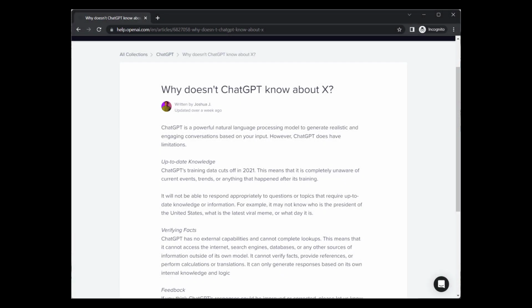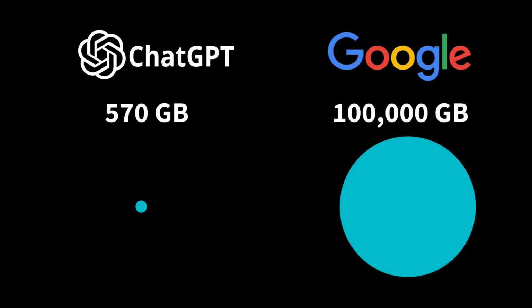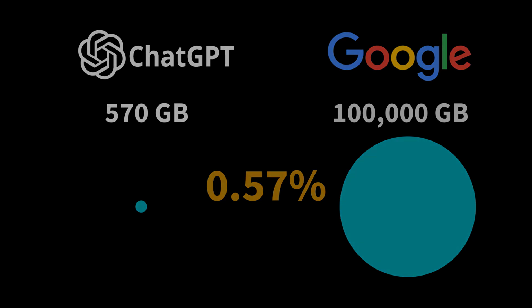ChatGPT, for instance, is only trained up to September 2021, which means it does not have access to recent data. Moreover, its training data is just 570 GB in comparison to the 100,000 GB indexed by Google, meaning it only trains on a meager 0.57% of the data on the internet. This means that AI-generated content alone can often be incorrect when it comes to deep diving into a topic.